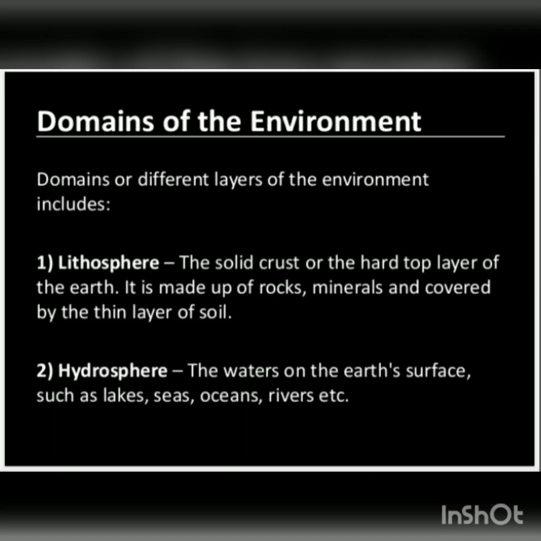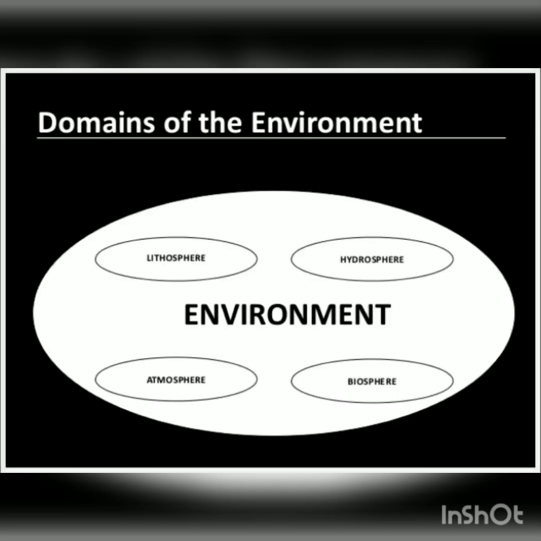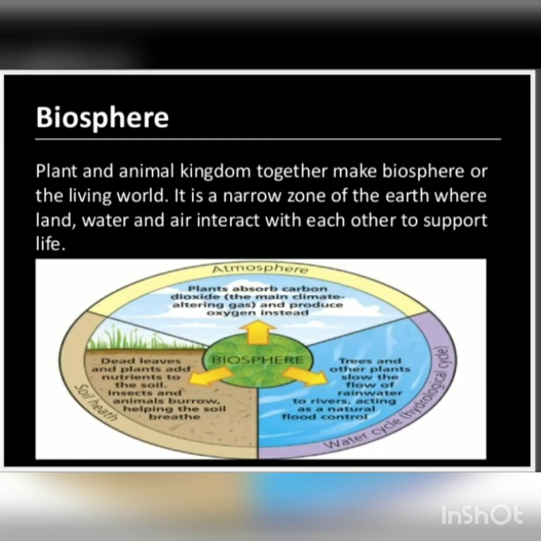Now coming to the different domains of environment. We have studied them earlier also in our earlier class. The domains of the environment are lithosphere, hydrosphere. Lithosphere is the solid crust or the hard top layer of the earth. It is made up of rocks, minerals, and covered by a thin layer of soil. That means the land portion is known as lithosphere, and the water portion, that means lakes, seas, oceans, is known as hydrosphere. Coming to the atmosphere, this is again one of the domains. The atmosphere has the air component, and biosphere has plants and animals as basic components.